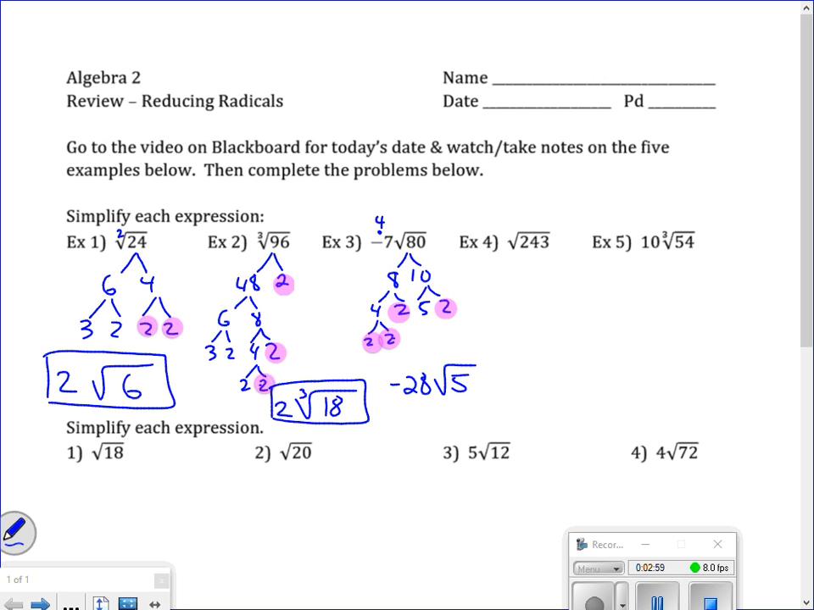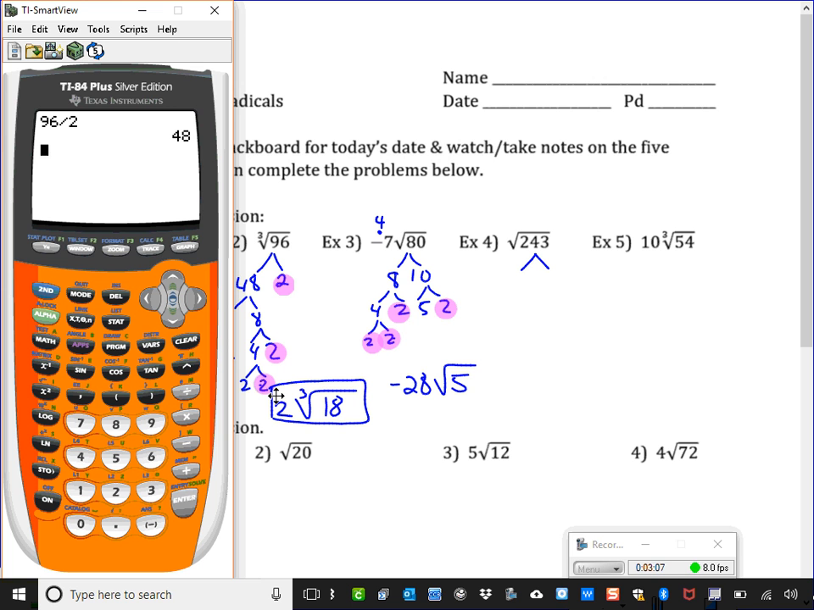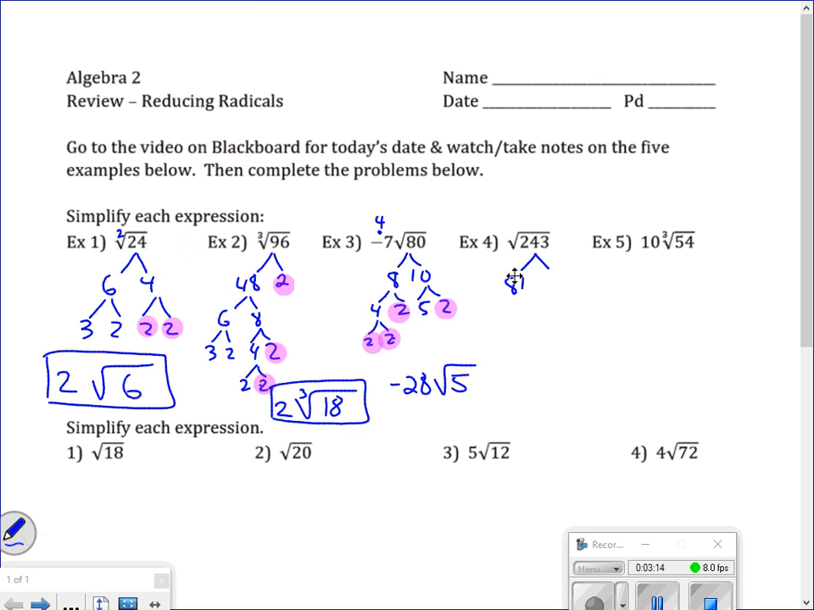All right, example 4, 243. It's an odd number, so maybe I'll try to divide by 3. Some of those things you don't know off the top of your head. So 243 divided by 3. Okay, 81, that worked. So 81 times 3. 81 I know is 9 times 9, and then I have 3, 3, and another 3, 3. I am looking for a square root, so I'm looking for pairs again. I have a pair of 3's and another pair of 3's. So 3 times 3 coming out is 9, and there's a 3 left inside. So 9 square root of 3.